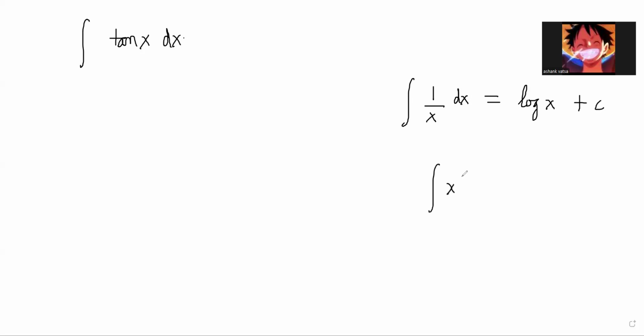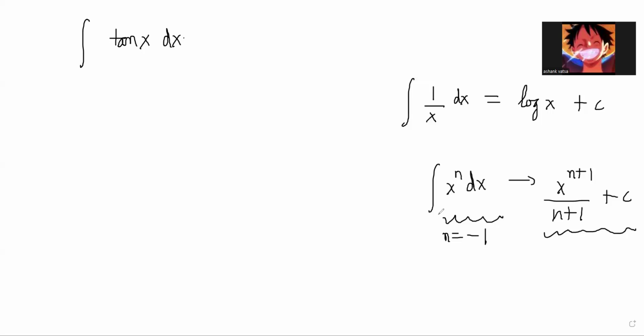1 by x doesn't fit into the pattern of x power n dx, because if n is minus 1, the formula is not going to make any sense, right? Do you understand that for n not equal to minus 1, this formula is fine, right? But when n is minus 1, the denominator becomes 0, right? So this is an integral formula that you need to be aware of, okay? So this also means that the derivative of log x is 1 by x, right?